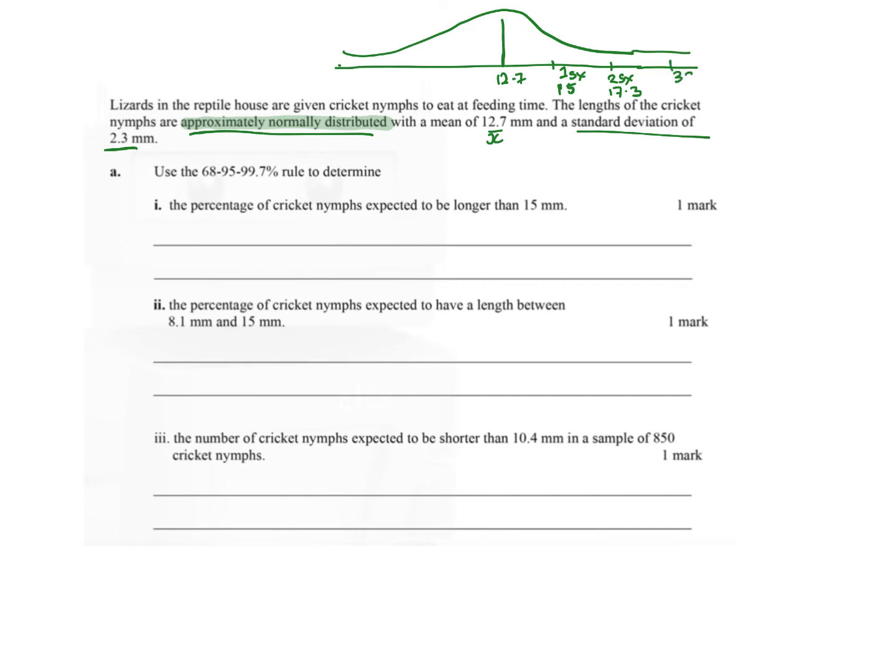And then if I do another 3, add another 2.3. So what would that be? 19.6. You all happy with that? Yeah? And then you can go backwards. So you do 12.7 minus 2.3. So that'd be 10.4. And if I minus another one, what would that be, 7.9?